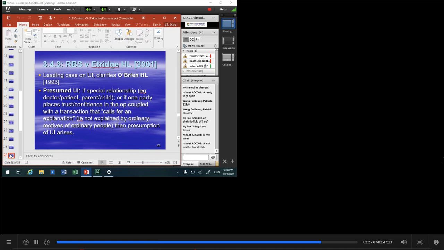Okay, so far so good. And what about Etridge? Is Etridge followed in Hong Kong? The answer is yes, because the leading case on undue influence in Hong Kong is Li Xiaoying and the Bank of China, which is on page 132 of your course manual.